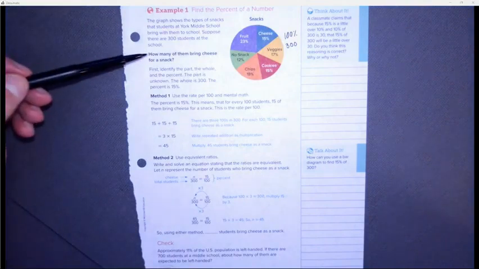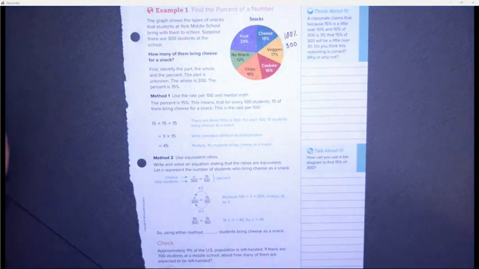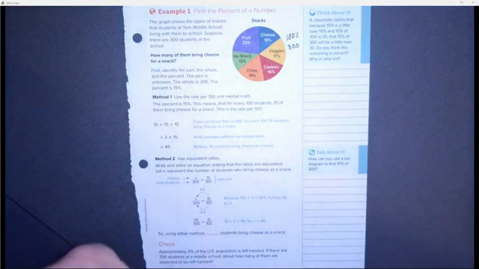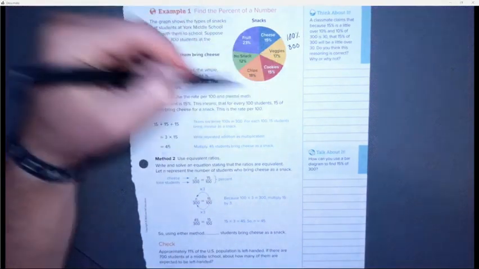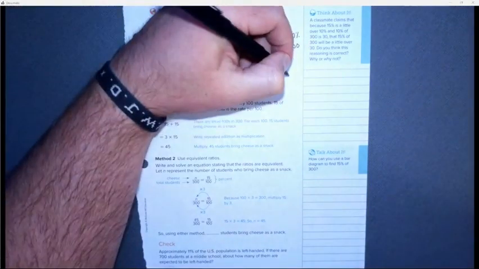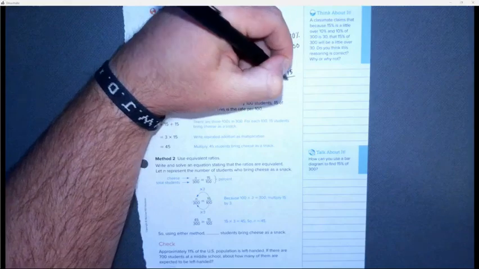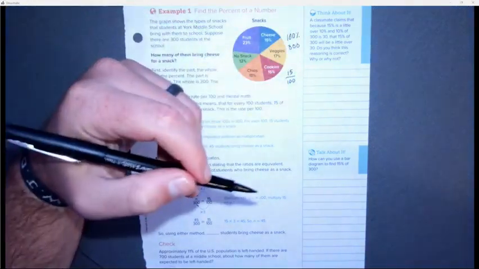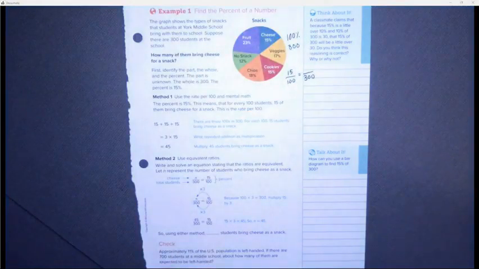They ask us how many of them bring cheese as a snack. Well, we see that 15% bring cheese. So 15 is a part of my pie here. So we know that's 15% is also written as 15 per 100. My part to my whole. Since my whole 100% is the 300 students, in my equivalent fraction, I'm going to write 300 as my denominator down at my whole. I need to find the part, which is my 15%.